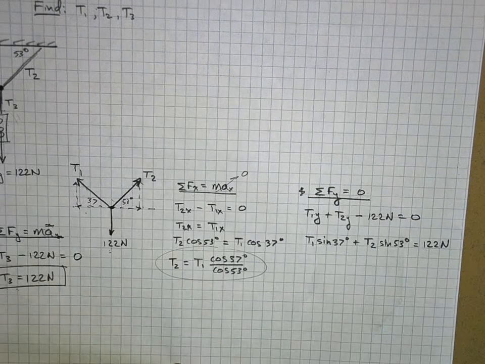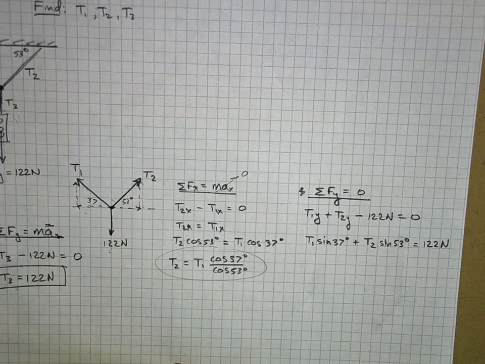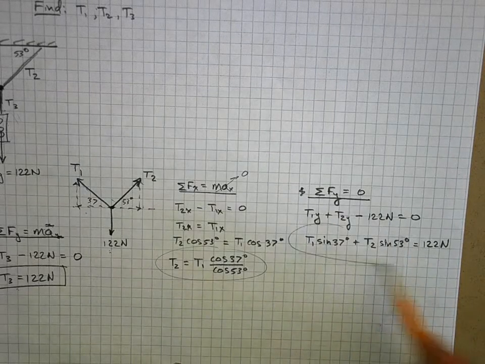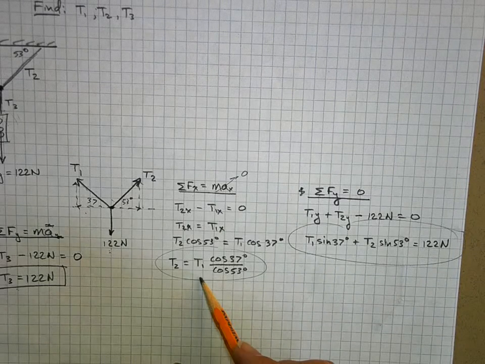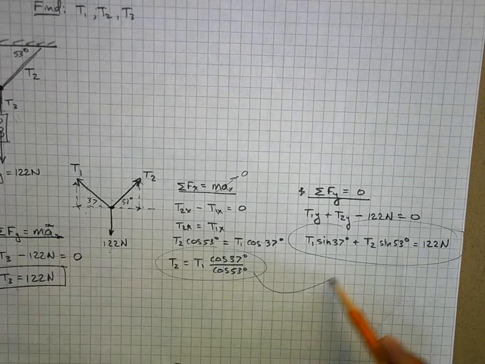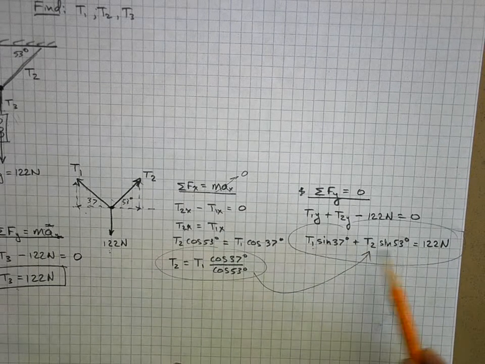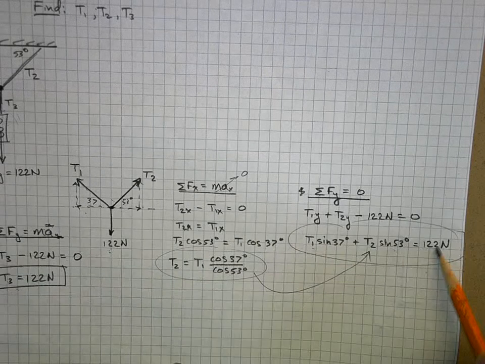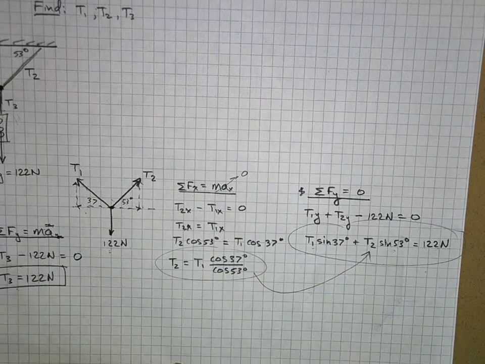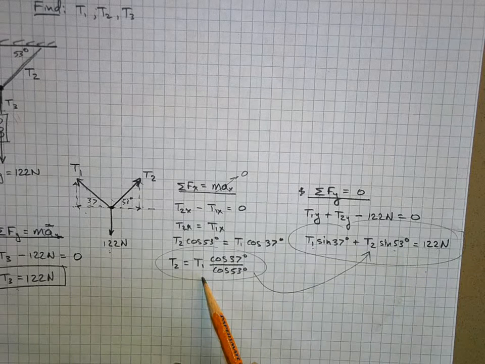Now, I'm running out of time here because the bell's going to ring, but here's what you do. You've got two equations and two unknowns. I'm going to leave the algebra to you. You take this for T2, you plug it in there. Now you factor out the T1 and you got this big messy thing. You divide that into 122 newtons and you've got T1. Then you plug that value for T1 in here, you've got your value for T2.